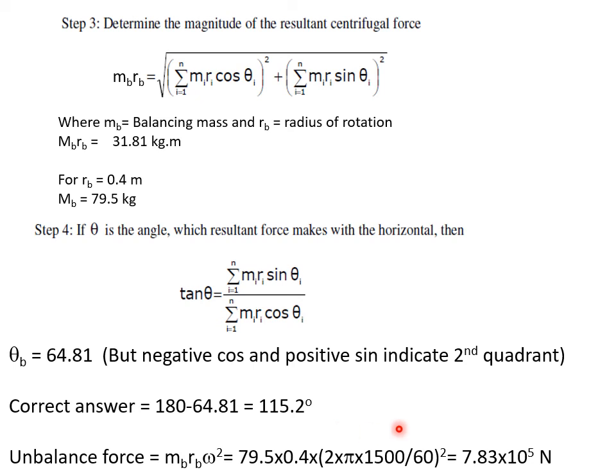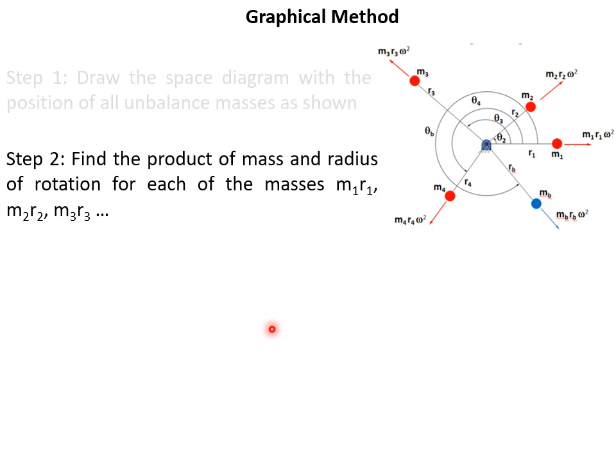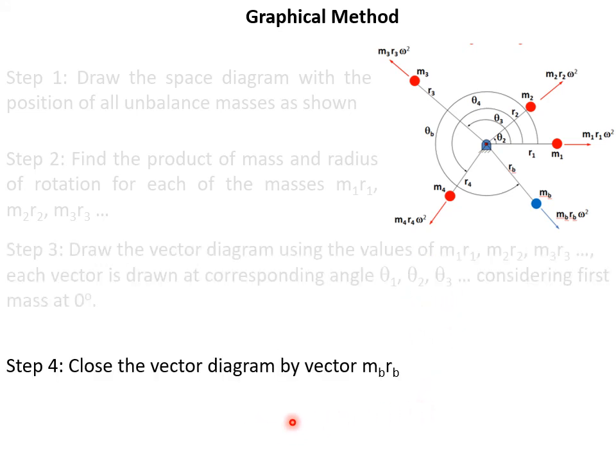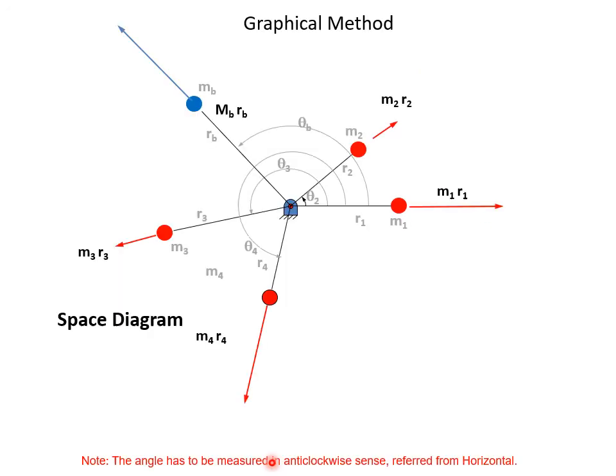Now we go for the analytical method. Sorry, the graphical method. In the graphical method, first draw the space diagram. The second step is to find m1 r1, which we have already done. Then we draw the vectors m1 r1, m2 r2, m3 r3 at angles theta 1, theta 2, theta 3. Then close the vector diagram and find the suitable mass mb at a suitable radius rb. So these are the steps, and we have reviewed the steps for solving the problem.